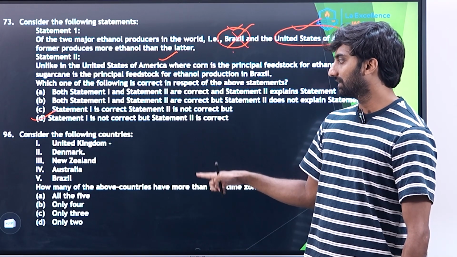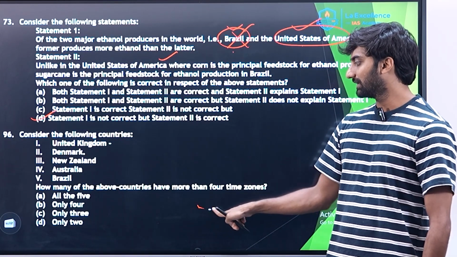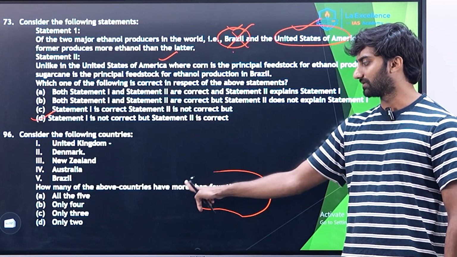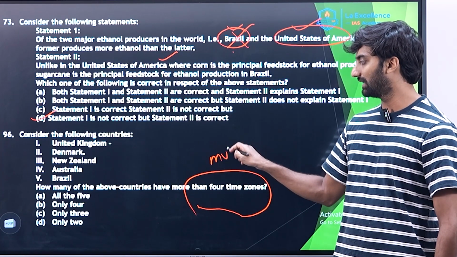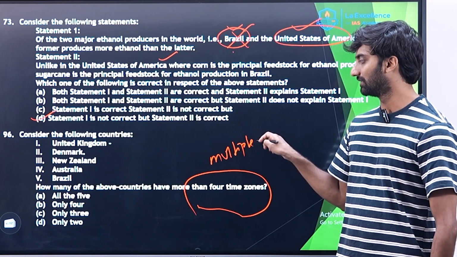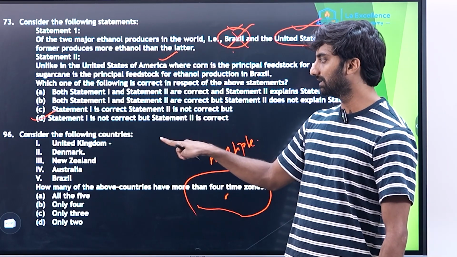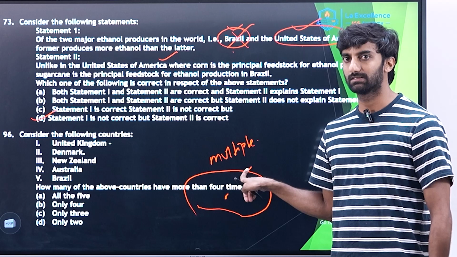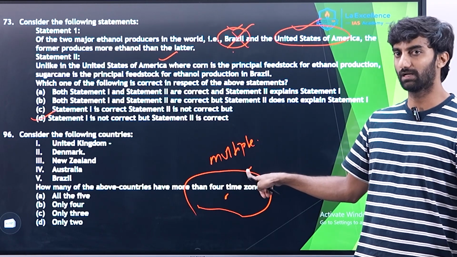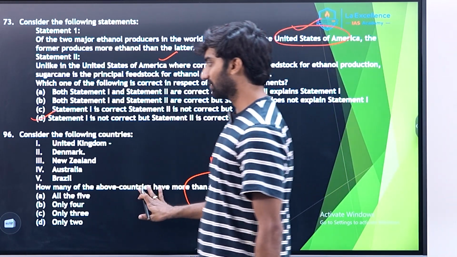Then question 96 in part B. Consider the following countries. He is asking how many of the following countries have more than 4 time zones. So with the time zone concept, we should know the multiple time zone countries. Generally, a country which has a large geographical area, or earlier countries which were colonies, generally have more time zones. So this is more or less factual.